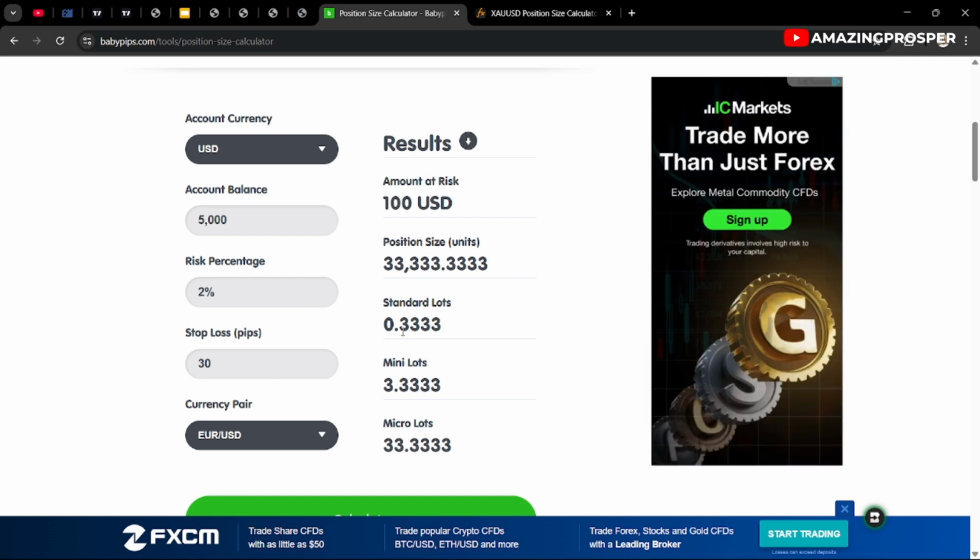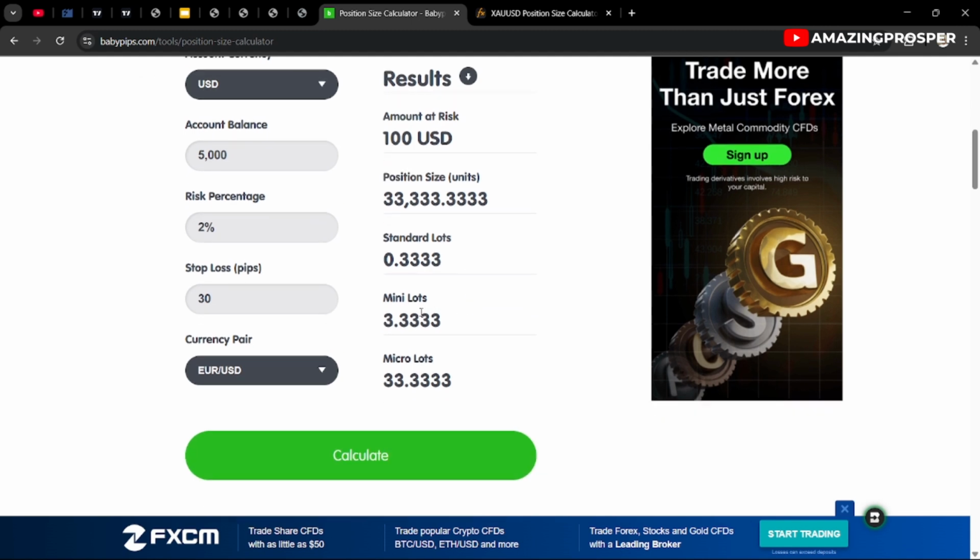So in this case, what you're going to be putting is 0.33. That's what you're going to use. This third and fourth digit doesn't count. After the decimal point doesn't count. You don't use mini lot, you don't use micro lot, you don't use them on MT4. So this is what we use.